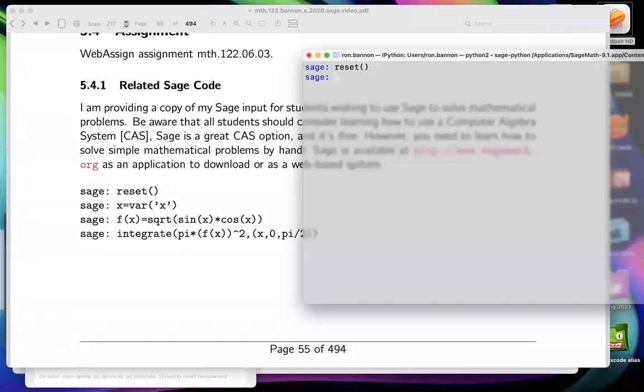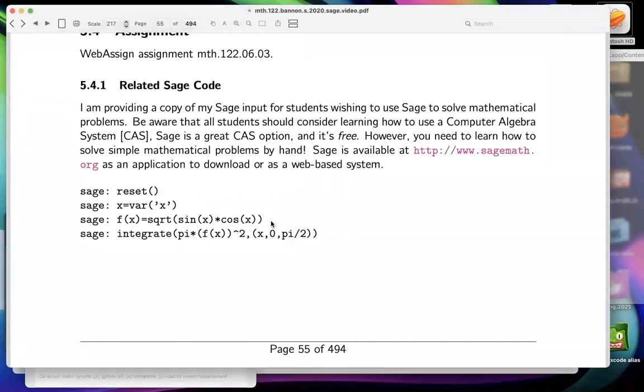Again, I realize some students want to copy and paste. There's nothing wrong with that. Just be aware that when you copy and paste, sometimes you're going to paste a character that is not appropriate. All right. And then I can say f of x. I'm just too tired.